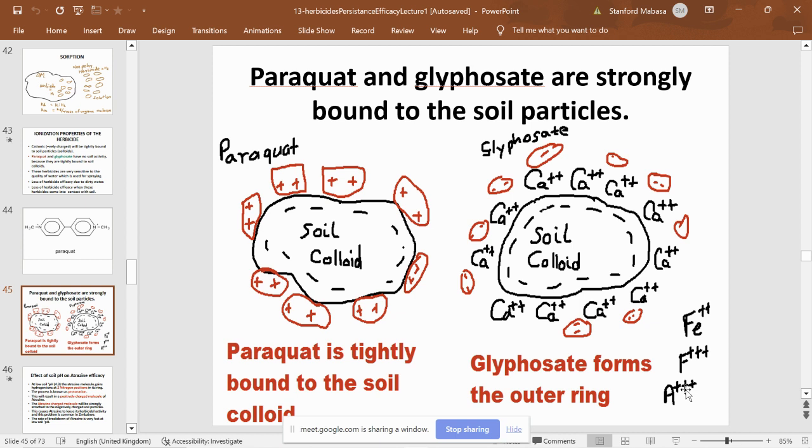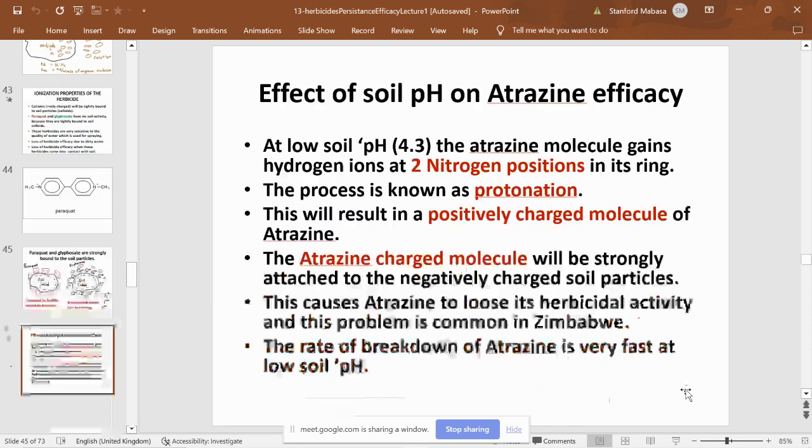Then, in that case, glyphosate will now be attracted to calcium, which is attracted to the soil colloid, and they will form a very strong bond, leading to the fact that glyphosate won't be available or it will lose the activity.